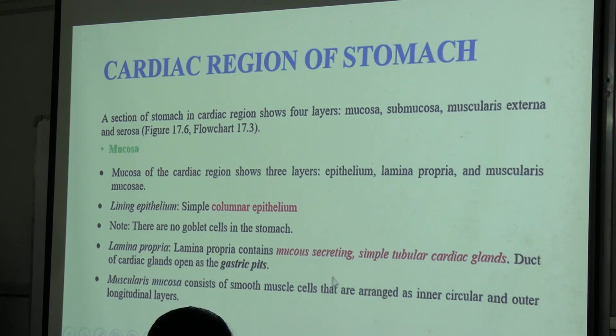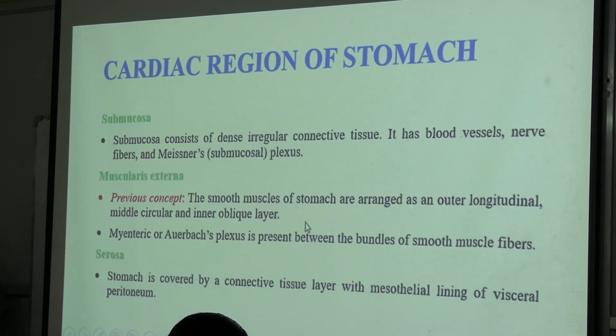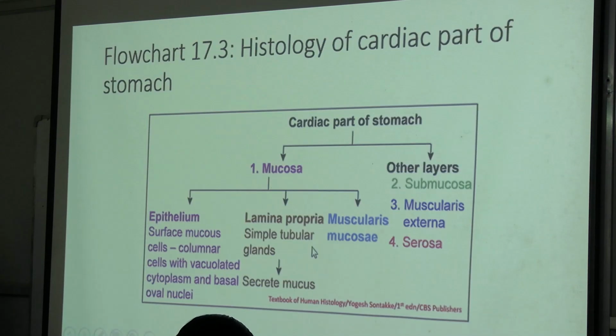Then we have the lamina propria holding glands which secrete some substances, and then the muscularis mucosae. So, this is all about the mucosa. Then we have the submucosa, with the same blood vessels, nerve fibers and so on. The muscularis externa has 2 or 3 layers, longitudinal, middle or circular, and some parts may have an oblique layer, and then the serosa, which is the outermost layer.